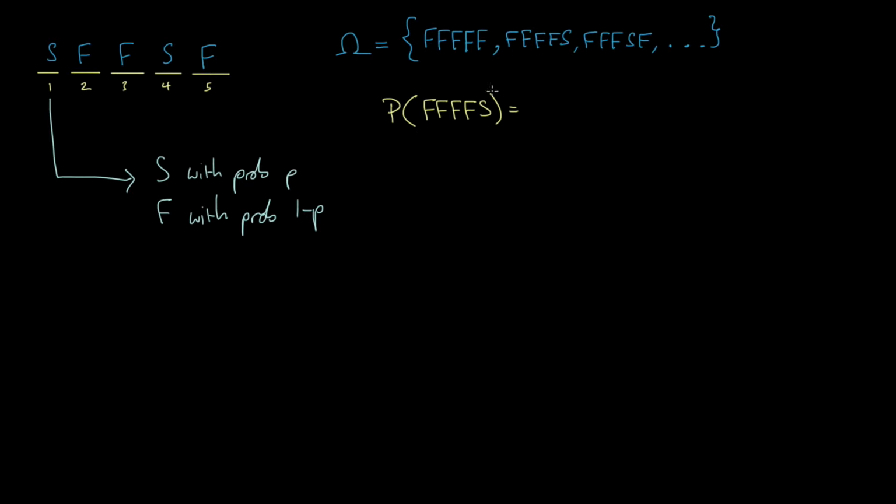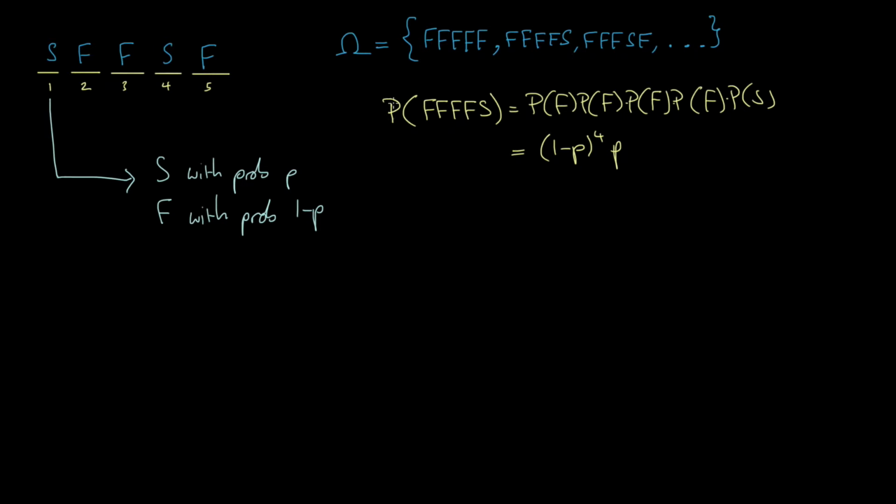we can represent this probability simply by the product of the probability of getting the particular outcome at each stage of the experiment. So we could write this as P(F) times P(F) times P(F) times P(F) times the probability of getting a success. Each of these P(F) is equal to 1 minus P, and so this is equal to (1 minus P) to the 4. And the probability of success is P, so we've just got P at the end here.